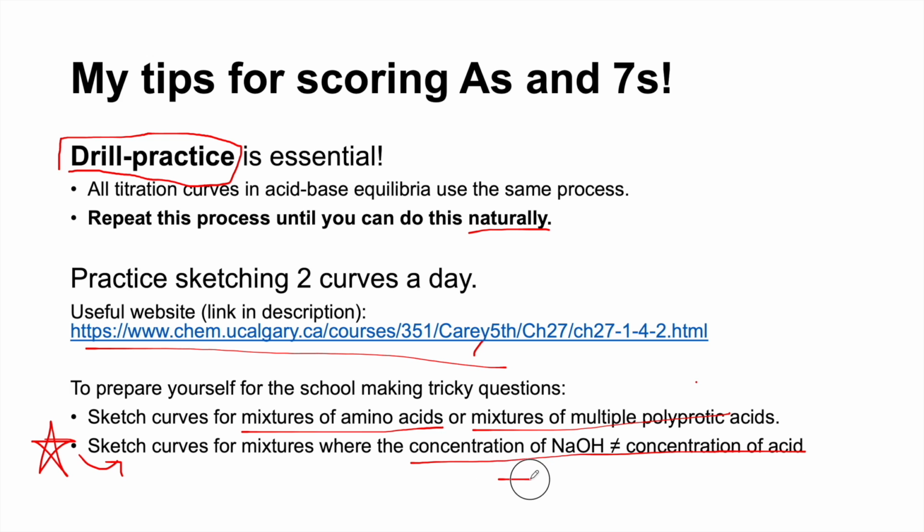This is where they love to screw students over, because in this case volume is not interchangeable with concentration. Okay, volume is not interchangeable with concentration when your concentration of NaOH does not equal your concentration of acid. So this is something which I would encourage you to do more.